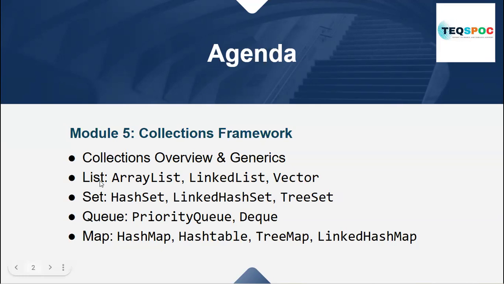Then what is list, what is set, what is queue, then what is ArrayList, LinkedList, Vector, what is HashSet, LinkedHashSet, TreeSet, what is queue, what is PriorityQueue, Deque, what is HashMap, HashTable, TreeMap. All the things we will cover in this class. So be prepared mentally. This is a very important topic, so you have to be prepared.